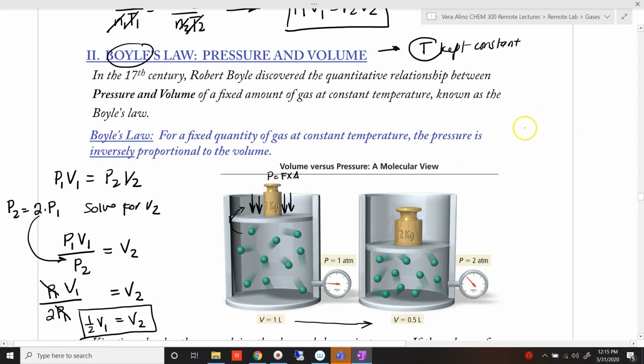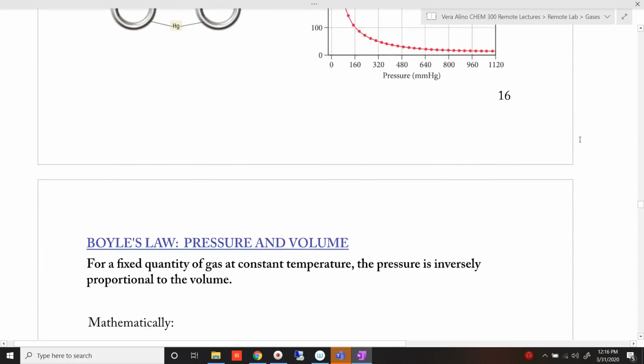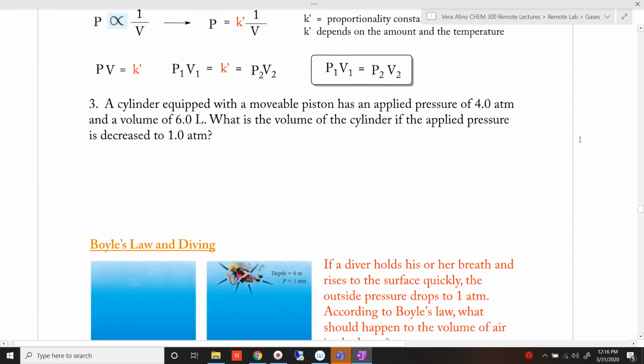So there's an inverse relationship between pressure and volume. As pressure increases, the volume will decrease. It's inverse proportion. Okay. So if I triple the amount of the pressure, then guess what? The volume will be decreased by a factor of 3. It'll go to 1/3 its original volume. So let's try to solve this problem using Boyle's law.